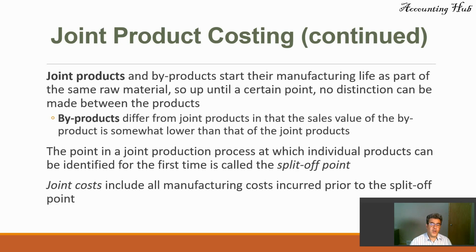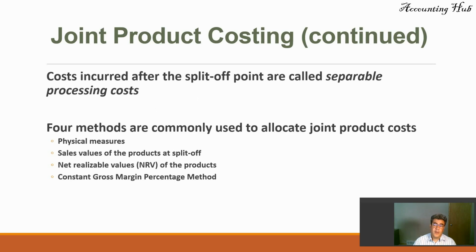The point in a joint production process at which individual products can be identified for the first time is called the split-off point. Joint costs include all manufacturing costs incurred prior to the split-off point, and costs after the split-off point are called separable processing costs. After the split-off point, we deal with them with job costing, process costing, any kind of costing that we want.